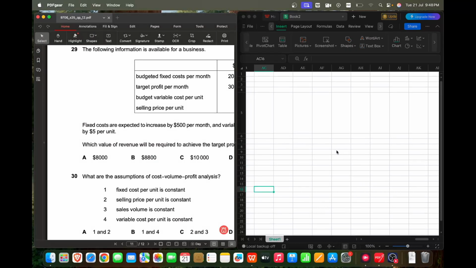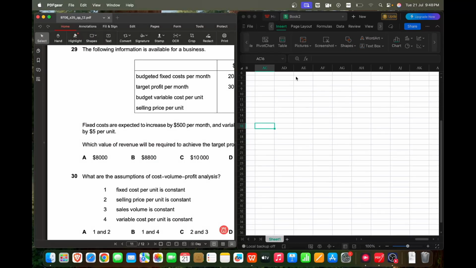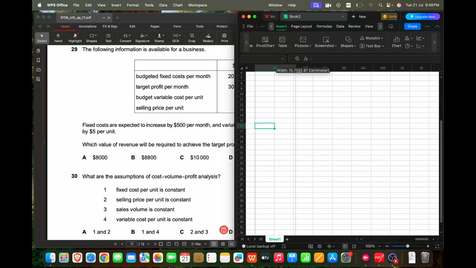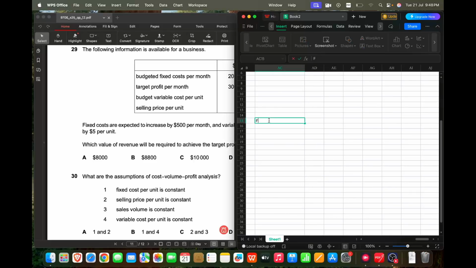So the target profit formula is very simple. It is exactly like the break-even point formula, where the break-even point formula is fixed cost divided by contribution per unit. But here, along with the fixed cost, we will also include target profit. We also know it as desired profit, but I'll just write down here target profit.